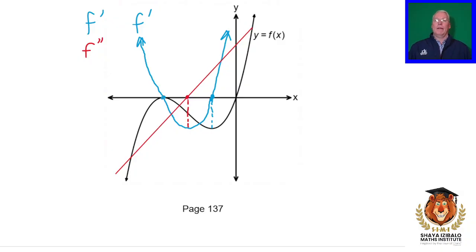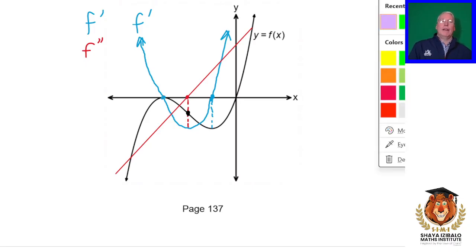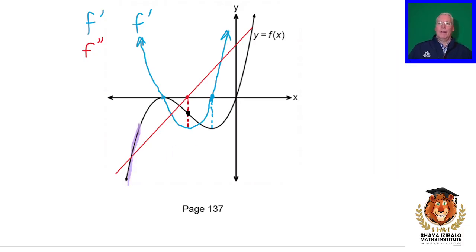And once again, this point, where the second derivative is 0, is the point of inflection. Up to there, this graph has been concave down, like a frown. After that point, this graph goes concave up, like a cup.